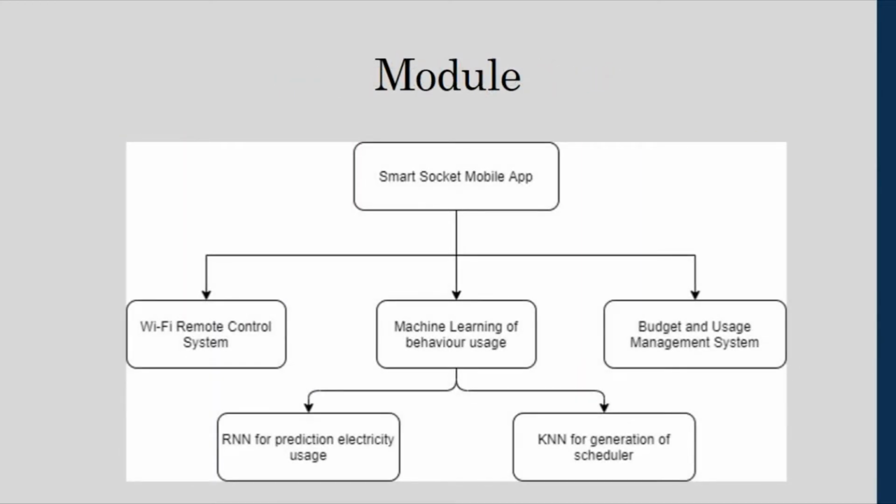This is my module for this application. It is divided into three subsystems: the Wi-Fi remote control system, machine learning of behavior usage, which is a recurrent neural network for prediction of electricity usage and K nearest neighbor for generation of schedule, and lastly the budget and usage management system.